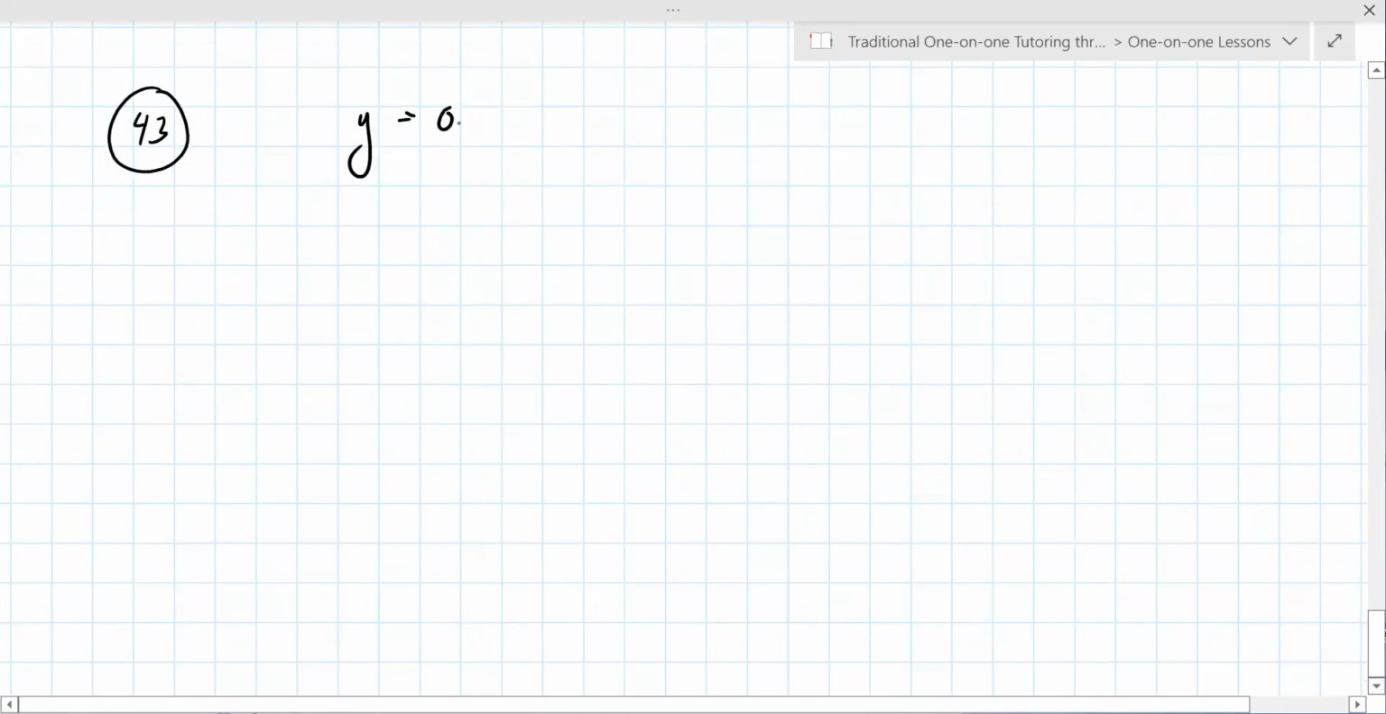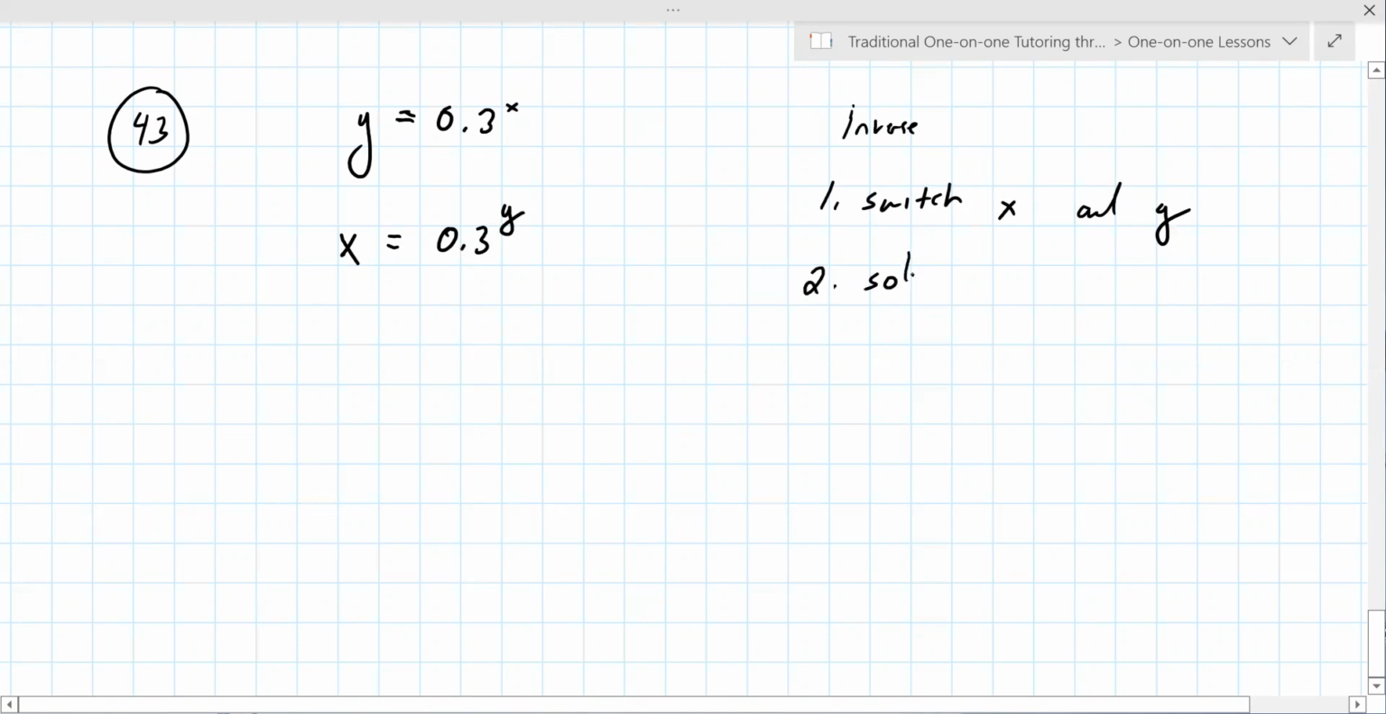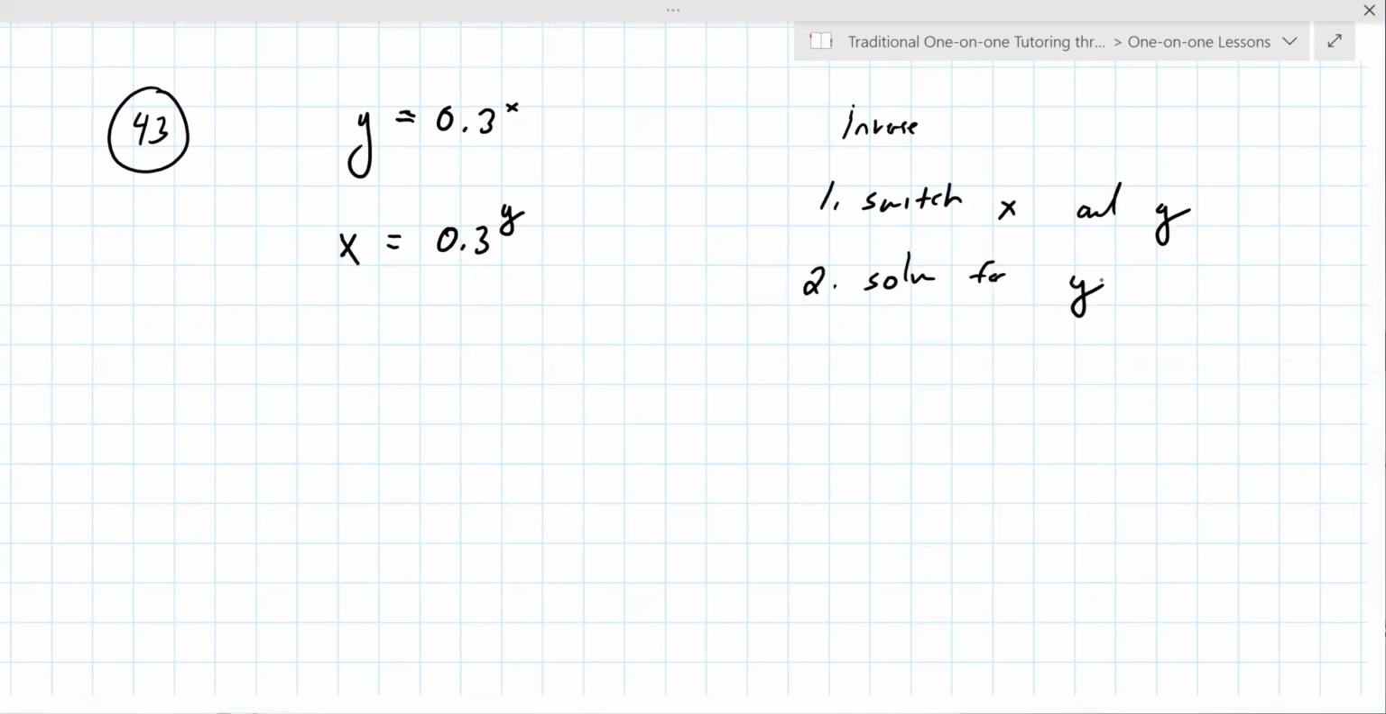Y equals 0.3 to the power of x. Okay, so there's a recipe for finding the inverse. The first step is to switch x and y. So you've got x equals 0.3 to the power of y. The second step is to solve for y, and that's probably the most difficult one for most students here. Now there's a couple ways you could do this actually.